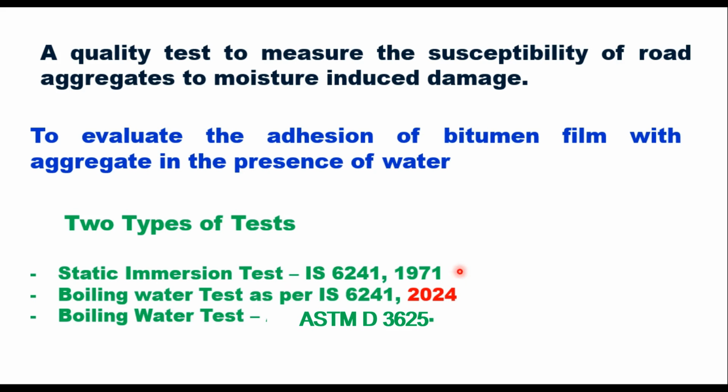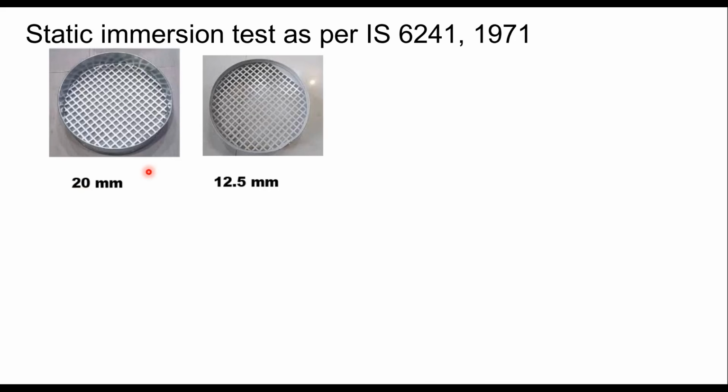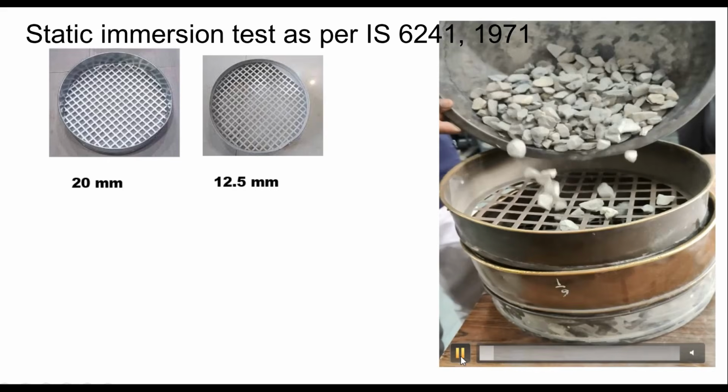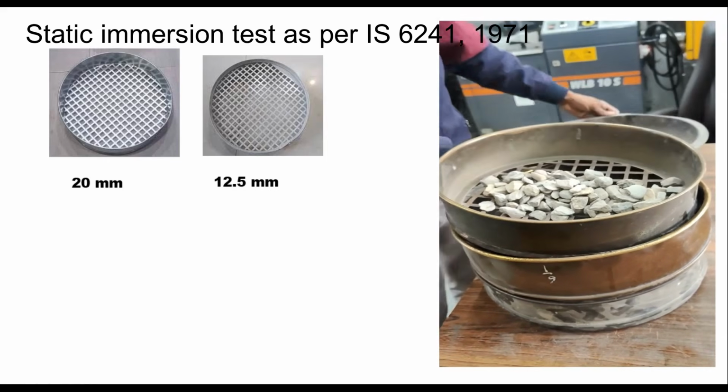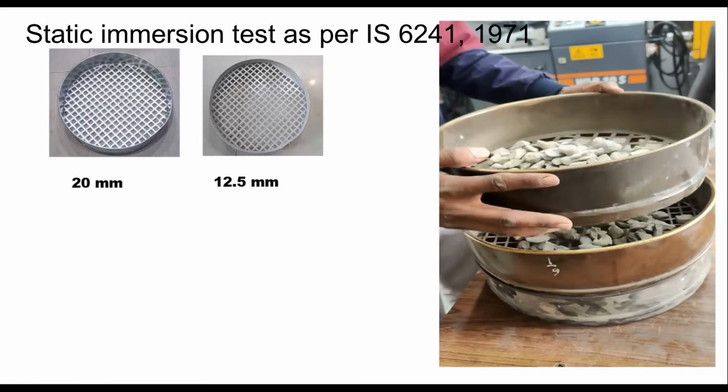I will explain all the three. Static immersion test, boiling water test as per IS code and boiling water test as per ASTM code. Because this static immersion test is still in some contracts of road projects. You need two IS sieves, one of size 20 mm, another of 12.5 mm. Pass the aggregate through IS 20 mm sieve and retain it on 12.5 mm.